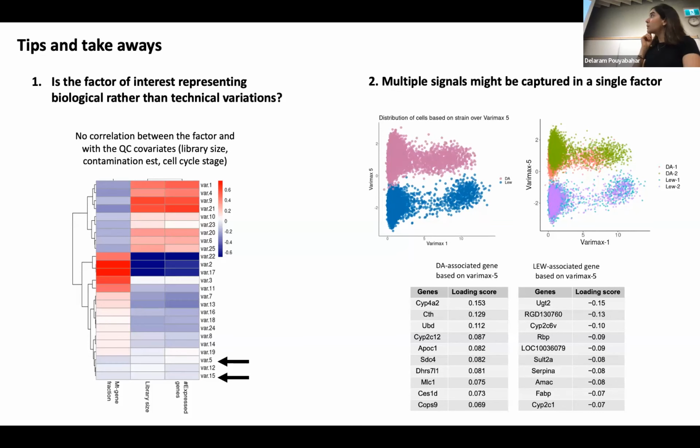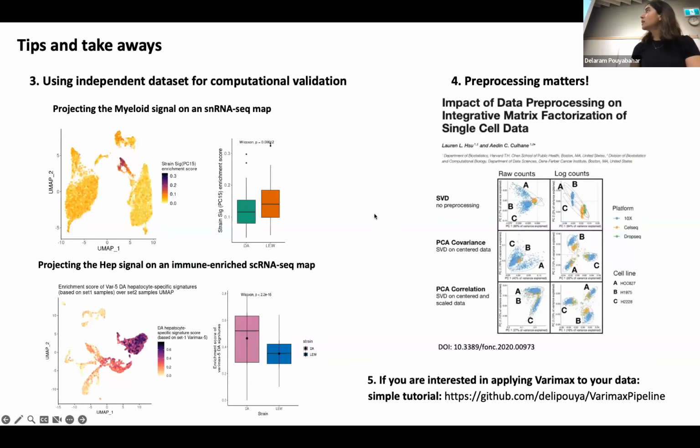Another point is that multiple signals might be captured in a single factor. That's something you should always consider. Ideally we would like to get a one-to-one mapping between covariates and factors, but that's not always the case. And this is just an example of how one of these factors was capturing contamination and strain-related variation together.